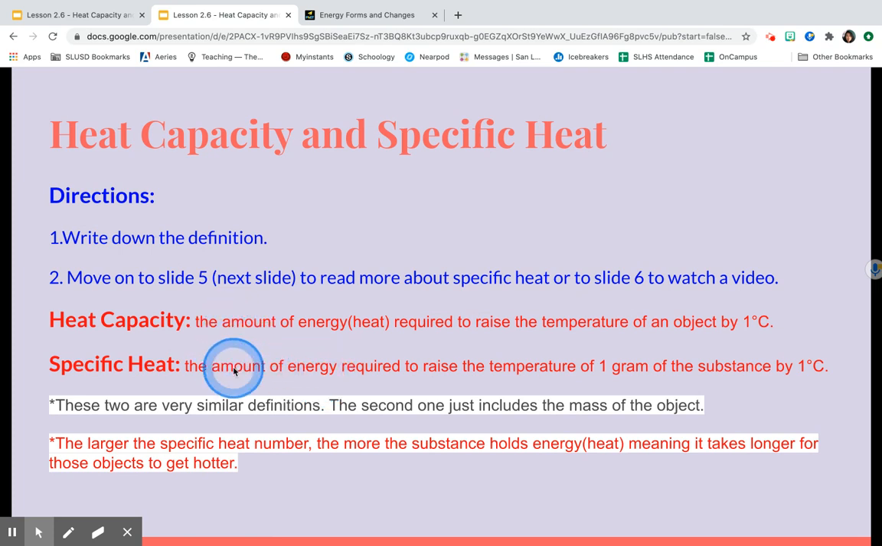So the only difference with the formal definitions is that they talk about how long it takes, or how much energy it takes, to raise the temperature of the object by 1 degree Celsius, right? The bigger the number, the more energy it takes and the longer it takes for it to get hotter. So heat capacity is how much energy it takes to raise it by 1 degree Celsius. Specific heat, the only difference is that we care about the mass of the objects.